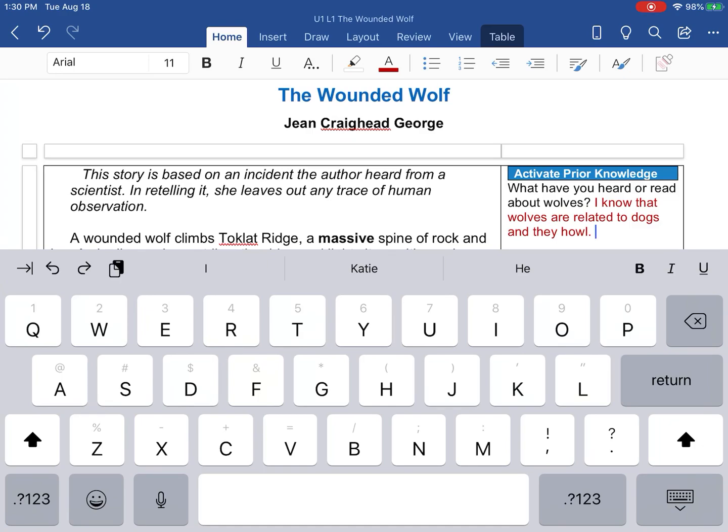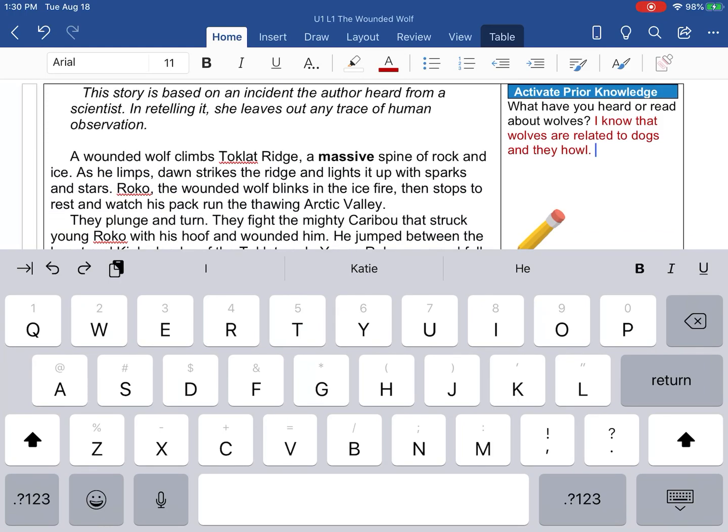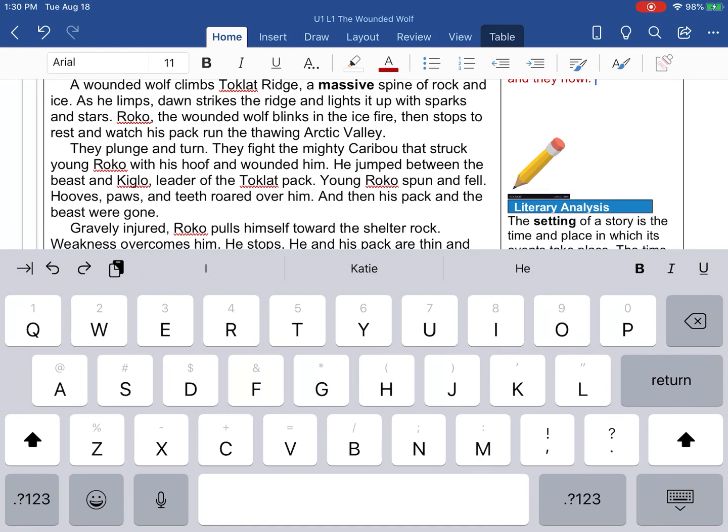There are a million right answers for this, as long as you have something there. Maybe you don't know a lot about wolves. Maybe you just know that they're an animal. Maybe you know what they eat. Maybe you know that they travel in packs. Whatever you put in there, I'm not necessarily looking for correct answers here. I'm just looking for you to pull some information that you already know that you can apply to reading this story. So then we will scroll down here, and you're going to see a pencil.